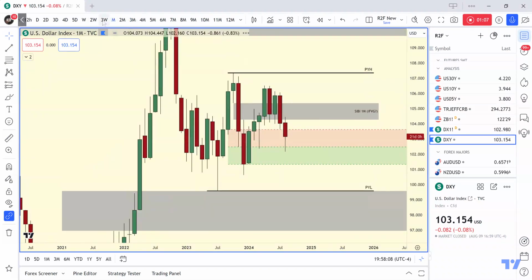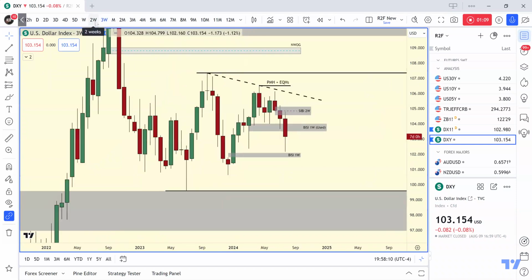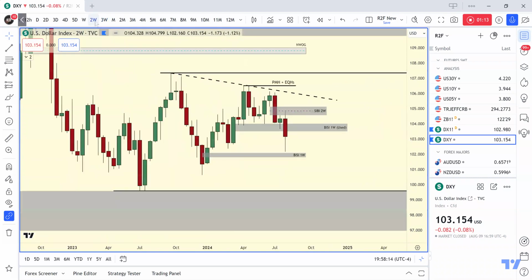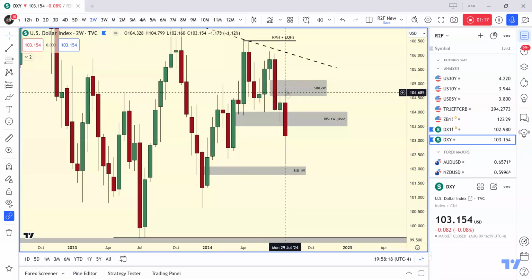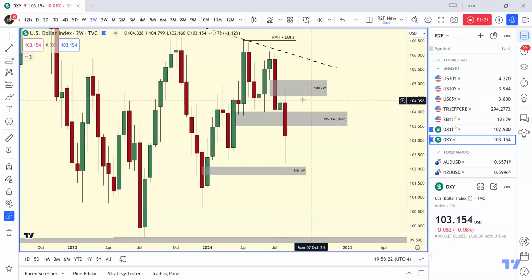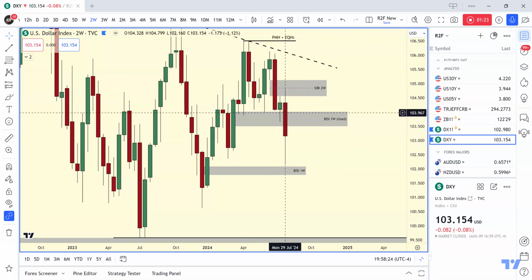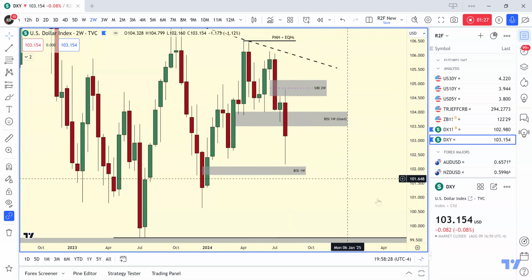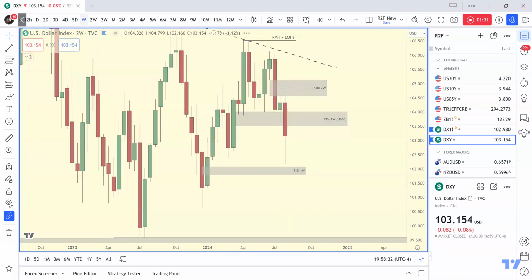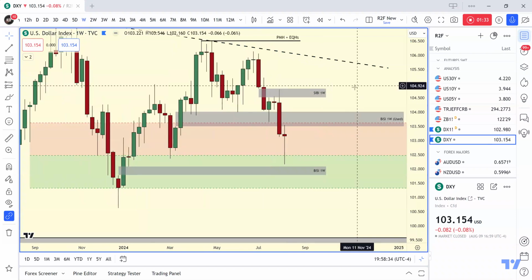All right, so let's go down to the 3 weeks. Very nice. 2 weeks. Okay, so we had a 2-week gap here, which is also the monthly inversion gap. Traded down, and now we have price here on a market close on Saturday. So let's go down to the 1 week.